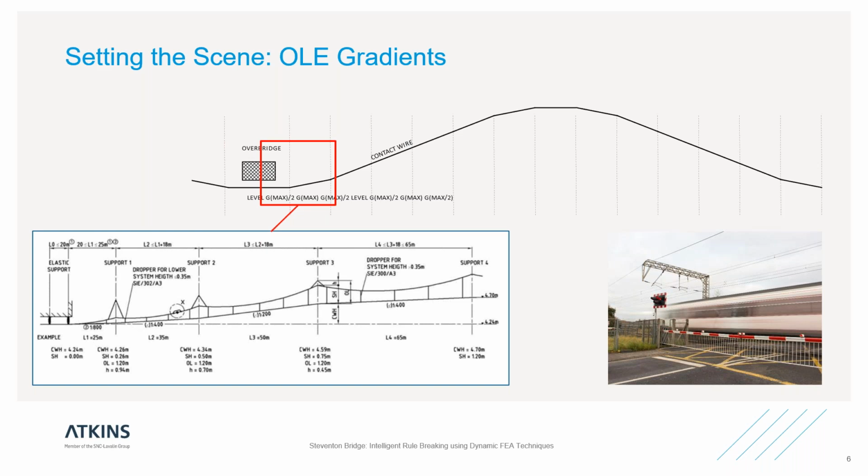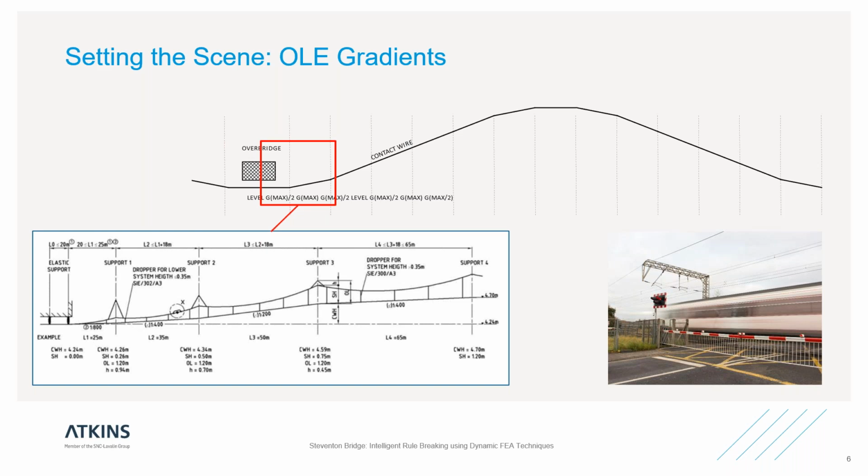Now, clearly, the faster the train needs to go, the shallower that rate of rise and fall needs to be. And in the UK, our guiding rule is that the gradient should be no greater than 1 in 5 times line speed in miles per hour. So what does that mean? If you want to go 125 miles an hour, that means multiply it by 6. Your maximum OLE gradient should be 1 in 625.